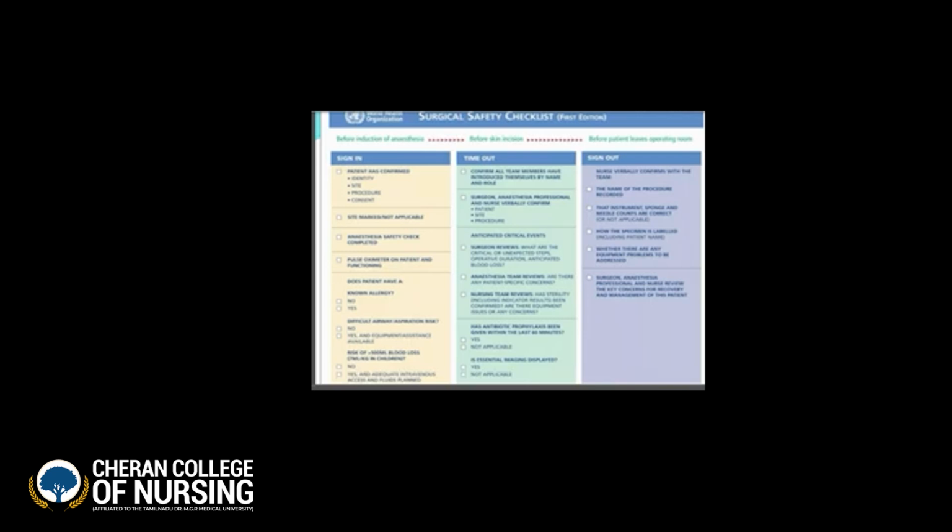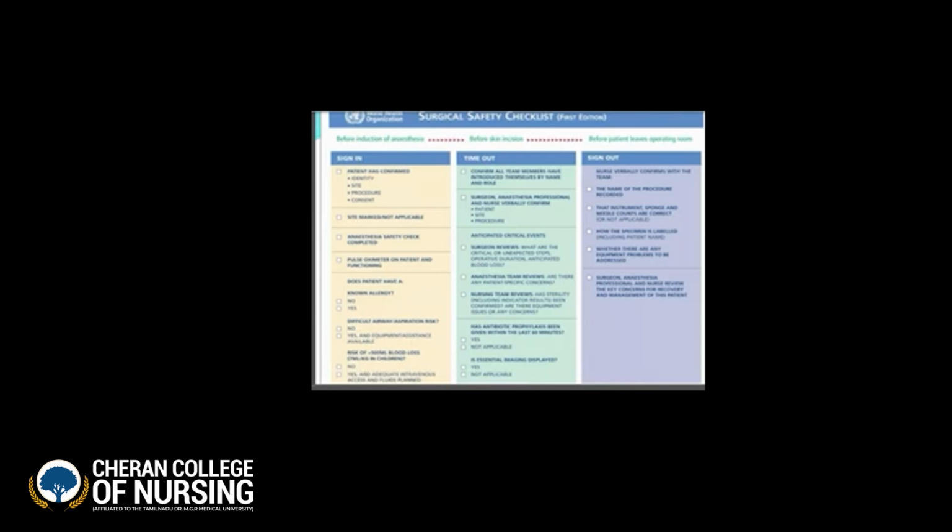And in time out, there is just the introduction of the team by the team members, the name and the role. So all the team members' names and roles must be introduced clearly, and confirm the patient, site, and the procedure. Correct patient, correct site, and correct procedure. Okay, and we want to discuss the anticipated critical events. Anything that might happen during the time of surgery, the team members must be aware of that.